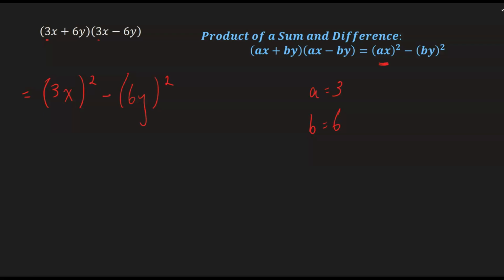Now remember, when the square is on the outside of brackets, that the square applies to each factor inside the brackets. So I must be squaring like this. So let's see what it looks like. 3 squared is 9, x squared is x squared, subtract 6 squared is 36, and y squared is y squared.